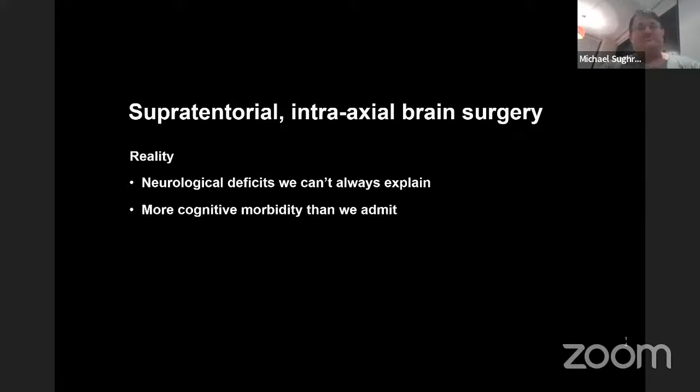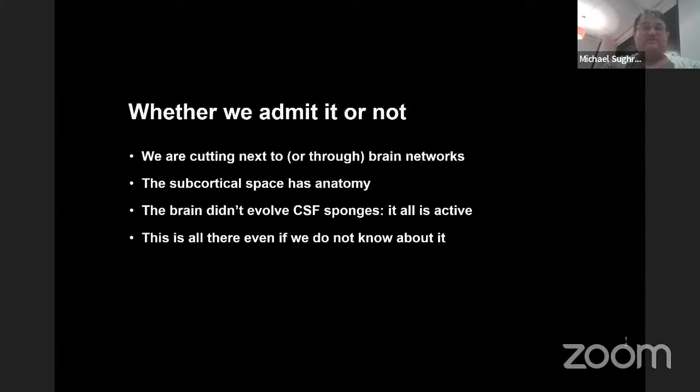But if you really spend your time talking to people, or you look at any study that's looked at cognitive function, these people aren't really as normal as we think. And if you talk to families, they'll all tell you this, but oftentimes they don't tell you that spontaneously, sometimes they do. So what we have to think about is that while it seems comforting to some degree that we don't see our anatomy, we're cutting next to the networks and there's anatomy there, it's just all wrapped in.